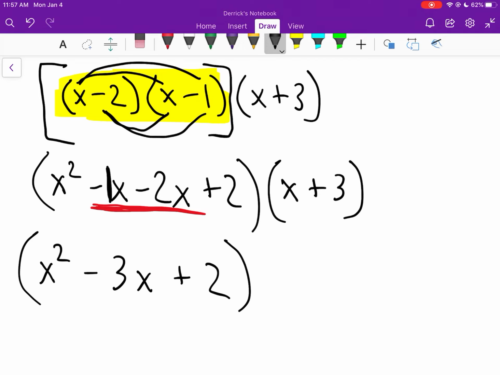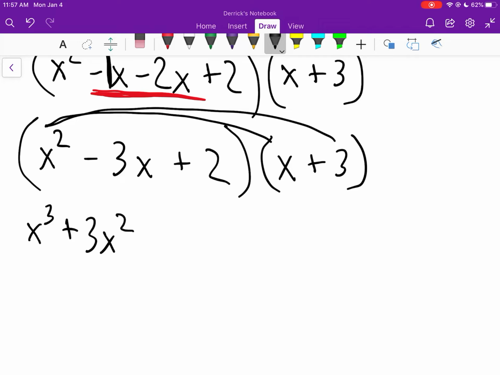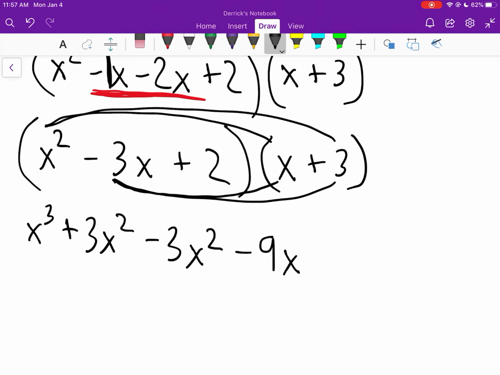Now that we have fully multiplied the first two together, we can go ahead and take that answer we got and multiply it to our third polynomial, our third quantity. So, kind of a triple distributive property here. X squared times x is x to the third. X squared times 3 would give us 3x squared. Then we go to negative 3x and distribute that, so negative 3x times x would be negative 3x squared, and negative 3x times 3 would be negative 9x.